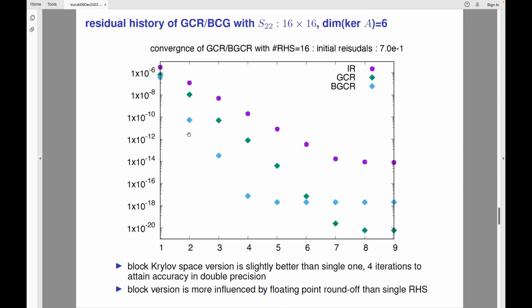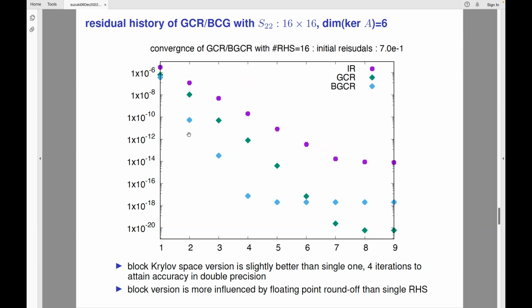So this is a convergence history of computing the Schur complement by using iterative refinement, GCR, and block GCR. The horizontal axis is the iteration number, the vertical axis is the residual. Purple is iterative refinement, which converged but stopped above 10 to the minus 14 due to round-off error.